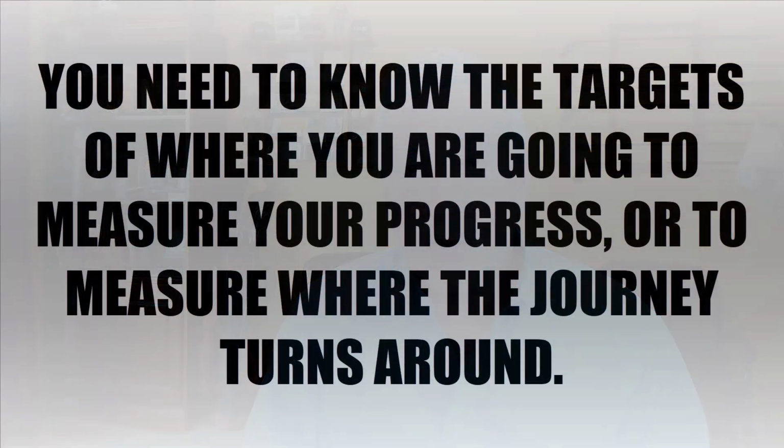Now, targets can be passed and then reversed and go the other way. You may get past Cactus and Raintree, but shortly after passing Raintree, suddenly the car turns around and goes back through Raintree. That is the time you stop your car and end the journey. Or maybe you wait until you get through Cactus to stop the car. You need to know the targets of where you are going to measure your progress, or to measure where the journey turns around and goes the other way.